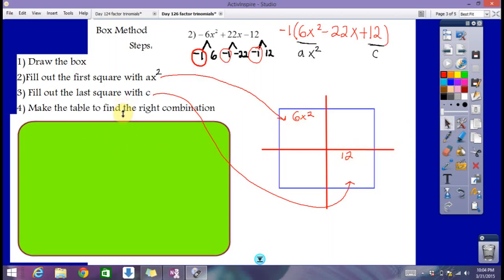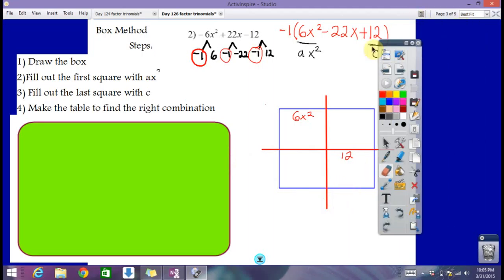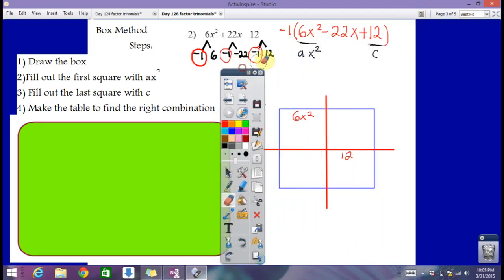The next step will be to make the table to find the right combination. So I'm going to erase those arrows so I have more space, because unfortunately I don't have enough space. And probably I'm going to need to move this table to the other side. Okay, so let's make the table over here in the blue part.